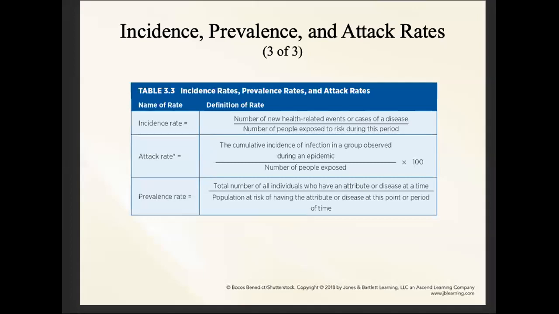So in order to get a better visual of incidence, prevalence, and attack rates, you can look at table 3.3 in your text. Again, the incidence rate is the number of new health-related events or cases of a disease over the number of people exposed to risk during this period. An attack rate is the cumulative incidence of infection in a group observed during an epidemic, divided by the number of people exposed and then multiplied by 100. Again, that's typically written as a percentage. And our prevalence rate is the total number of all individuals who have an attribute or disease at a certain point in time over the population at risk of having the attribute or disease at this point or period in time.